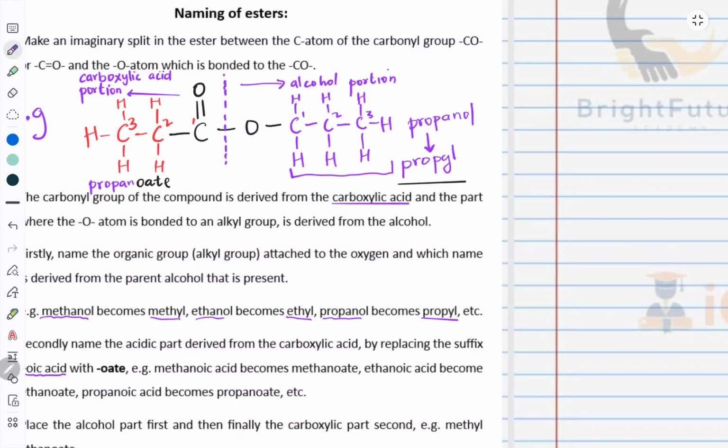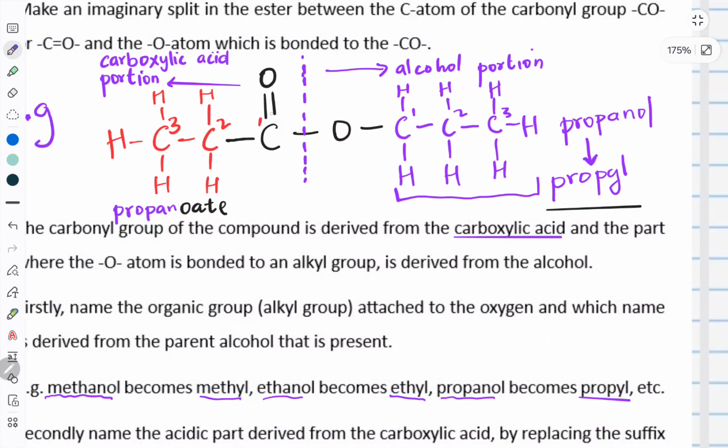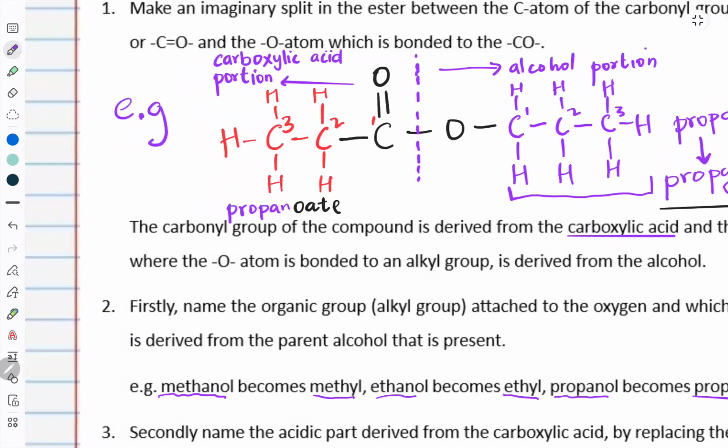Once we're done with that part of the split, we'll go to the other one where there's the C, the double bond between the carbon atom and the oxygen. We look at that side again and check that in this case it has 3 carbon atoms, and this was initially a carboxylic acid, right? So what kind of carboxylic acid was this one? It was a propanoic acid, because it has 3 carbon atoms. So we replace the anoic acid with the suffix for esters, which is OATE, and therefore this becomes propanoate.